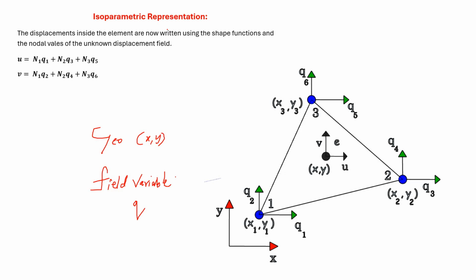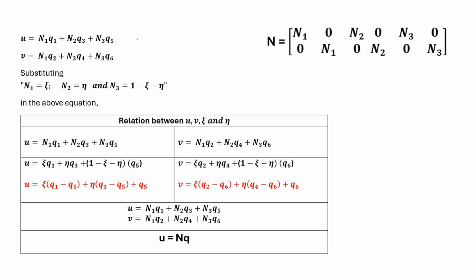Isoparametric representation means you are using the same shape function for the geometry as well as for the displacement or any other field variable. Here let us take this constant strain triangle. Now we will solve a simple problem on that. Before that, you can see that this is the equation represented for calculating u and v. If you substitute n1 equal to psi, n2 equal to eta, and n3 equal to 1 minus psi minus eta in these two equations, we will compute in this tabular column.